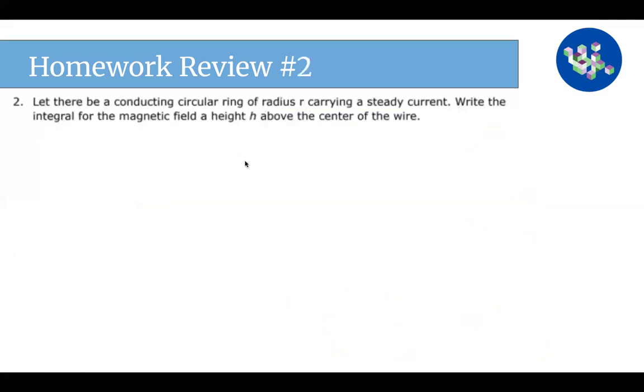All right, let there be a conducting circular ring of radius r carrying a steady current. Write the integral for the magnetic field at a height h above the center of the wire. Okay, so let's draw a diagram here. All right, so here's our conducting circular ring. Okay, we can just say it's like a circular wire loop.